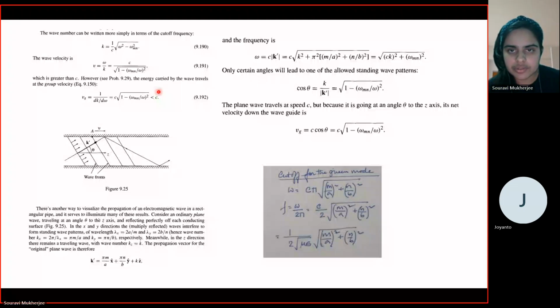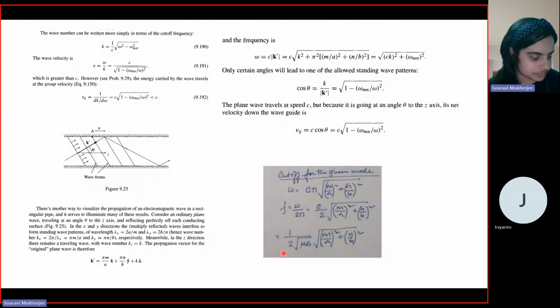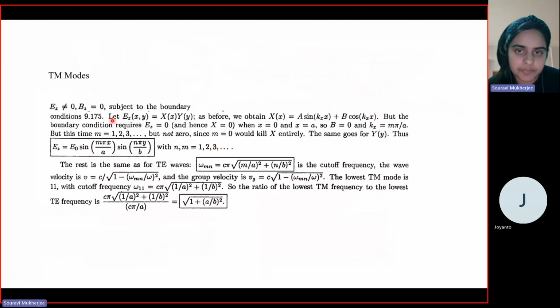And so this is just another way of looking at it. We saw that if you look at it in terms of total internal reflection, we would get a similar expression for the group velocity or the frequency, right? So this was the take home message from here, that this is how the cutoff frequency is defined for a particular mode. So one can do a similar thing for TM modes, and there again, here EZ will not be zero, but BZ will be zero because it's a transverse magnetic mode.